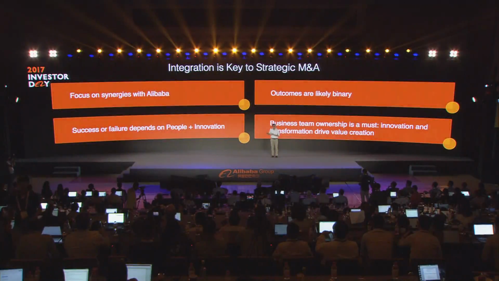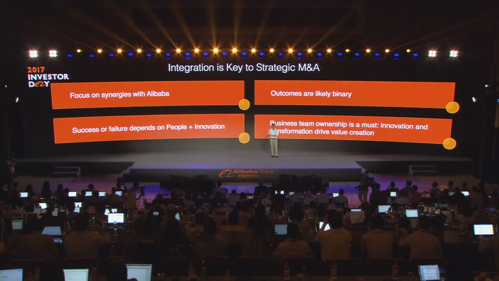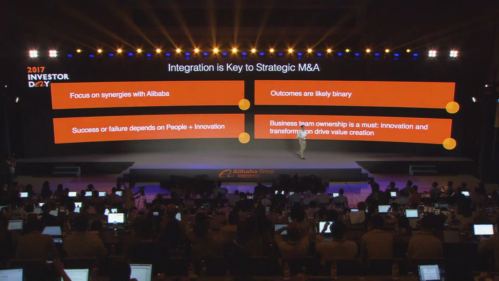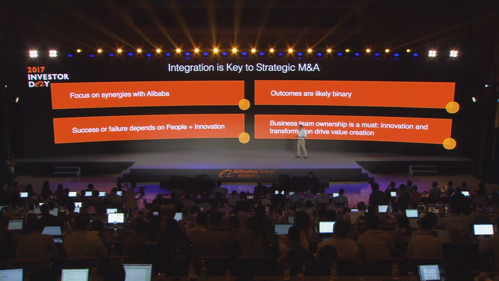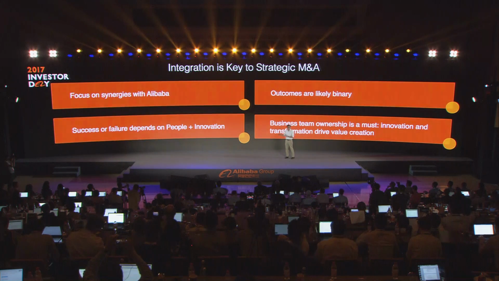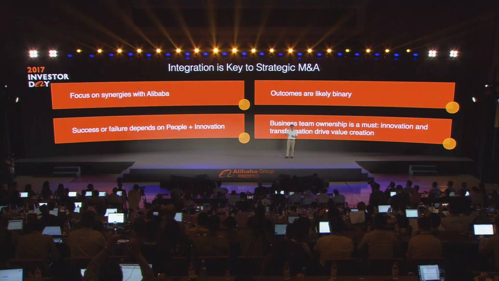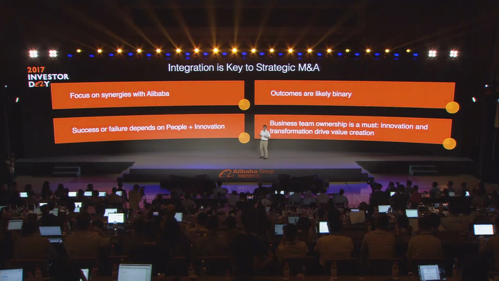And guess what? During the cooking process, chemistry effects happen. That brings me to the importance of integration. Every time we make a strategic acquisition or even an investment, some degree of integration is key. We need to focus on synergies within Alibaba, between the investee company or the acquired company with Alibaba. That's actually not a very easy process.